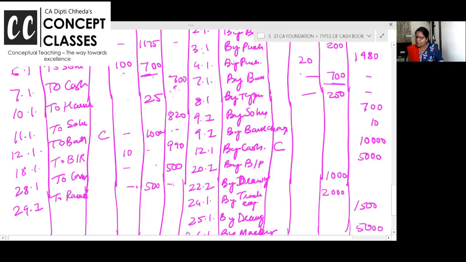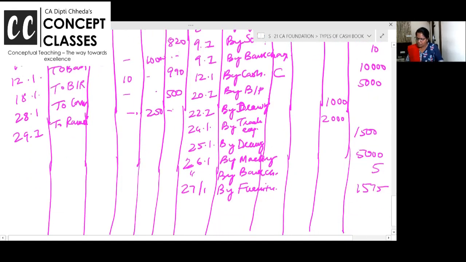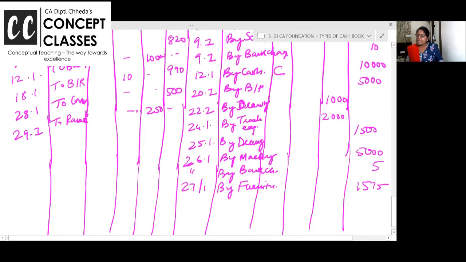Cash is received from Ramesh. 500 we had to receive, but he paid 50 paisa, 250 rupees. 250 rupees money is received from Ramesh. Remaining bad debt will go in journal proper.